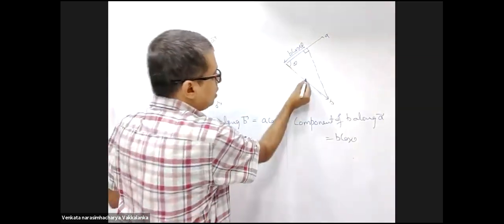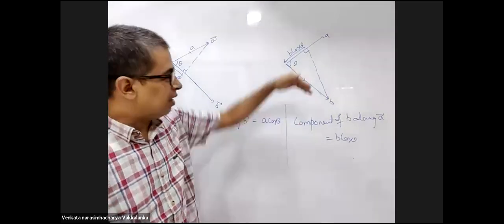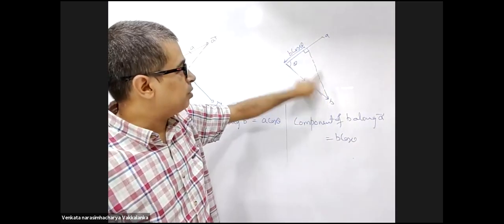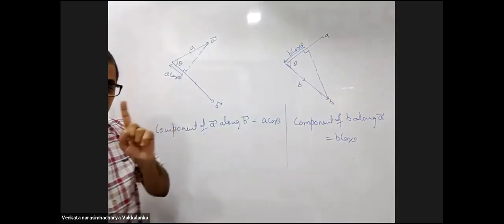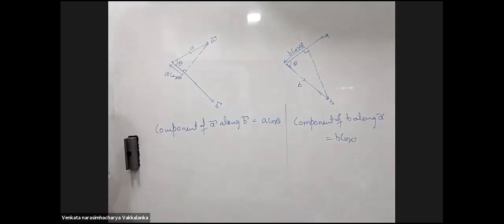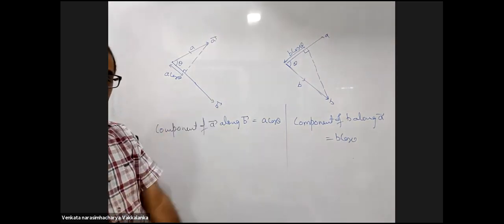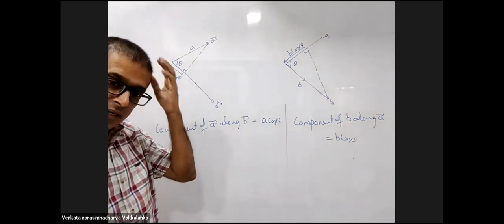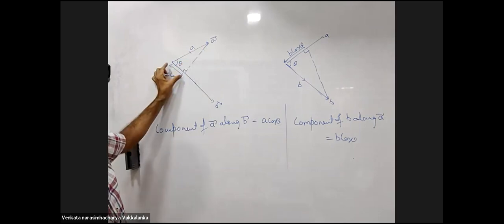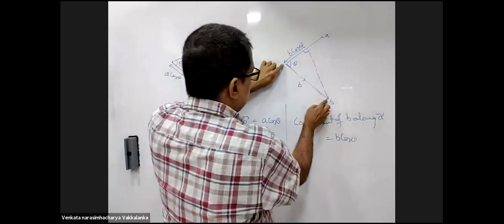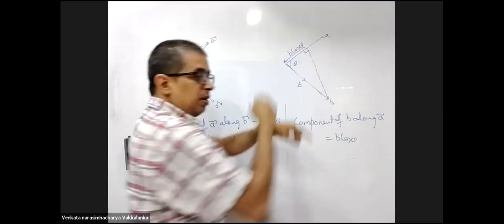Now the vector B is being resolved. B will be the hypotenuse of the right angle triangle. B is the hypotenuse. Its component along A will be B cos theta. Do you get the difference in the two cases? Whichever vector you are resolving, that should be the hypotenuse of the right angle triangle. If I am resolving A along B, A is the hypotenuse. This will be A cos theta. If I am resolving B along A, this must be the hypotenuse. This will be B cos theta.